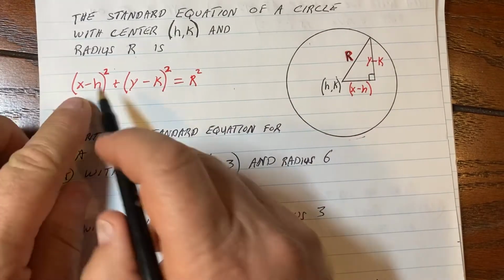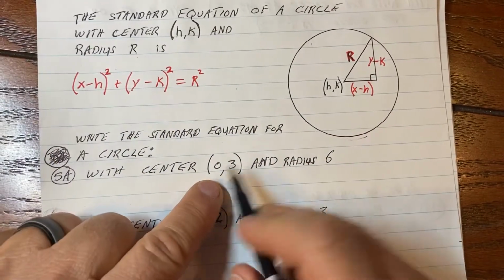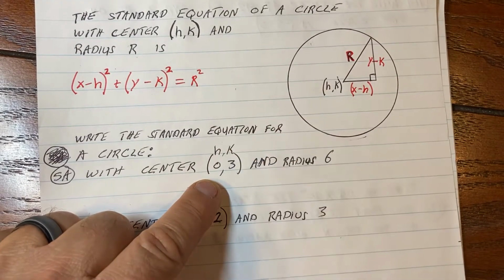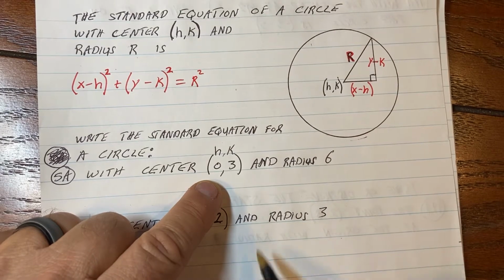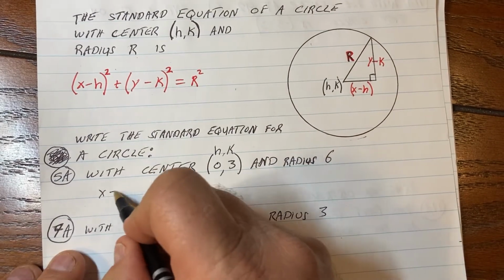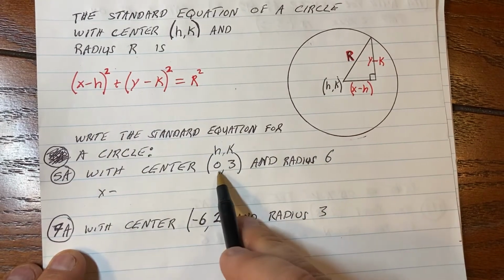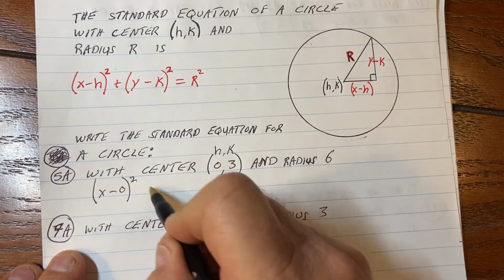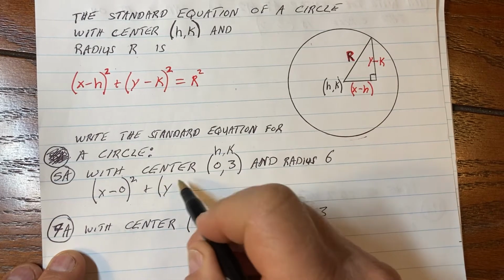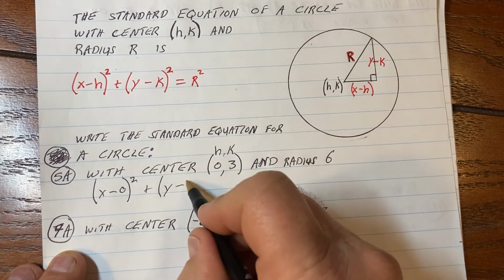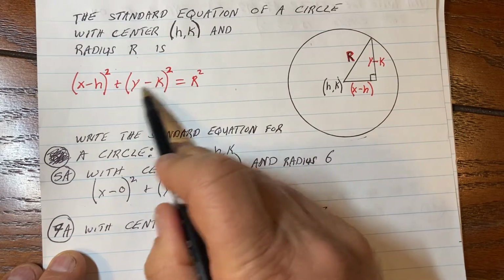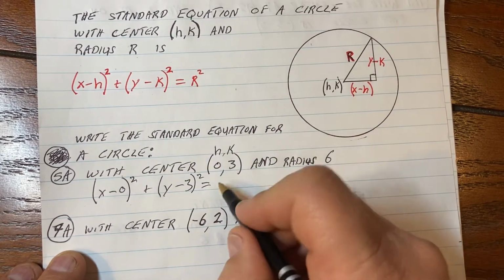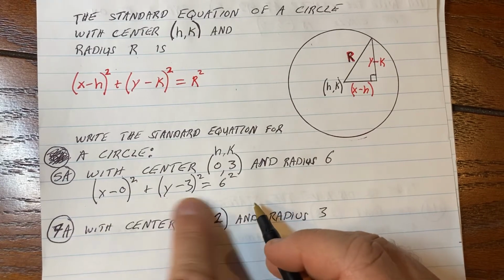Oh, so I just go x minus h. In this case, your center, h, k. So it's x minus h. H is 0. Square it. Plus y minus k. K is a 3. Square that quantity. Equals the radius squared. Radius squared, 6 squared. Now, can you simplify that?